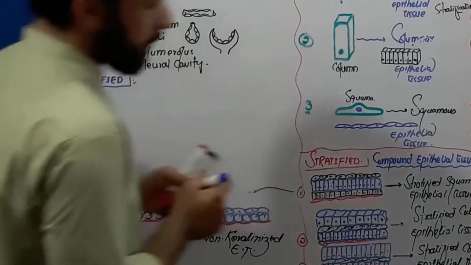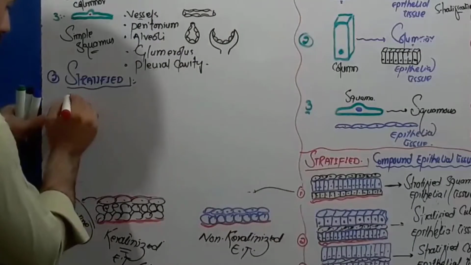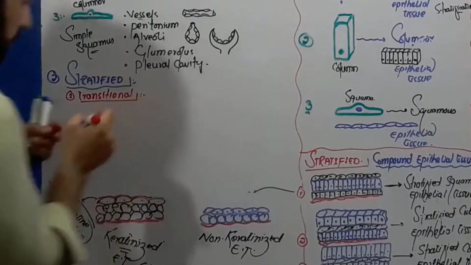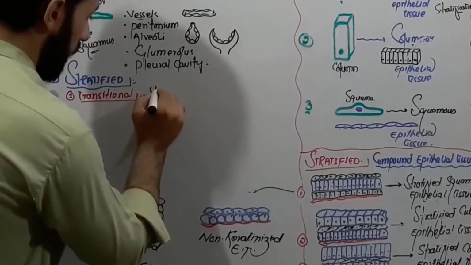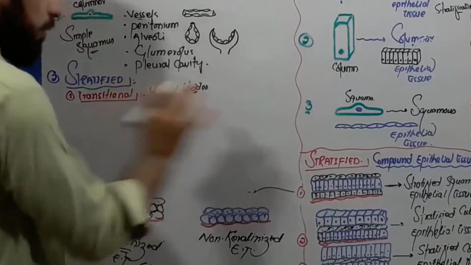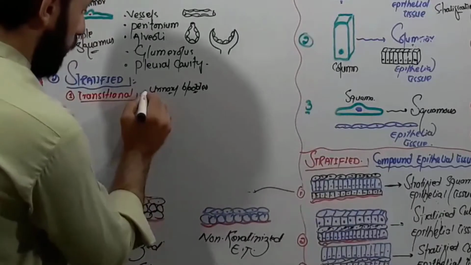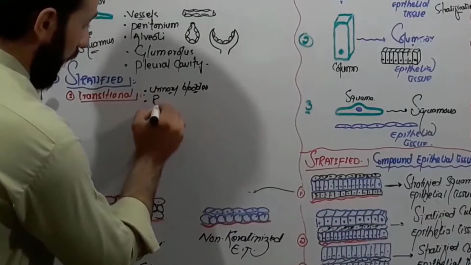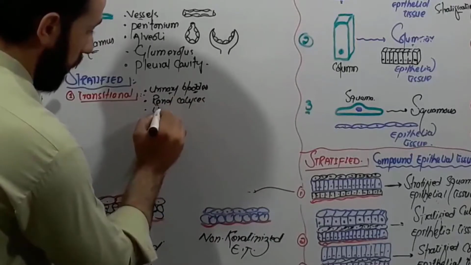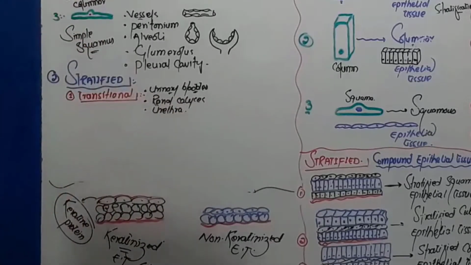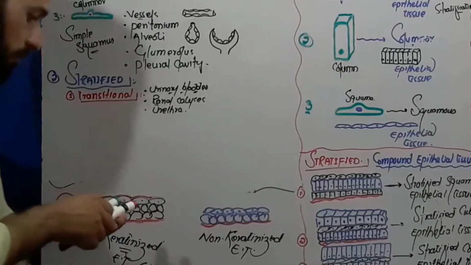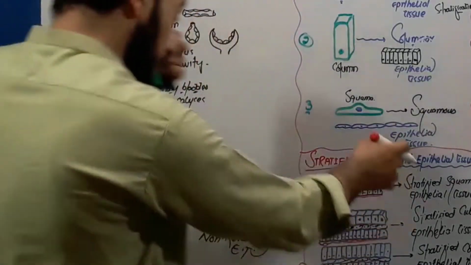Right. First of all, in stratified, if you look here, the first one, the transitional epithelium, is found where? They are found in the urinary bladder, and I have told you about its importance there in the previous lecture. Then we know that they are present in the renal calyces, and some of them are present also in the urethra. So transitional epithelium in our body is found in the urinary bladder, in the renal calyces, and in the urethra.